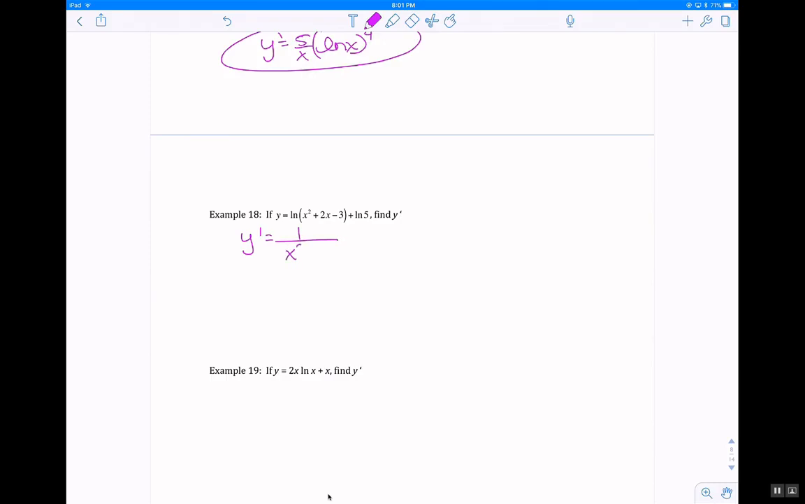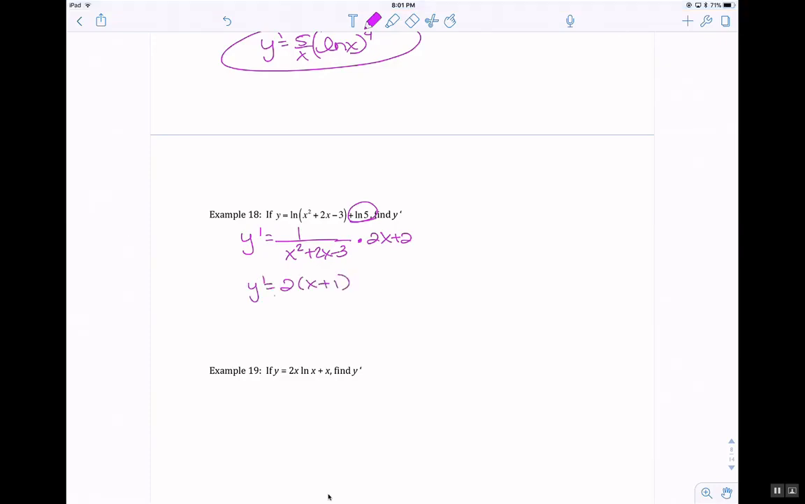Y prime: 1 over x squared plus 2x minus 3, because the derivative of ln is 1 over the inside, times the derivative of the inside, which is 2x plus 2. And then the derivative of ln of 5 is just a constant, so that ends up being 0. So y prime is 2 times x plus 1, divided by x squared plus 2x minus 3.